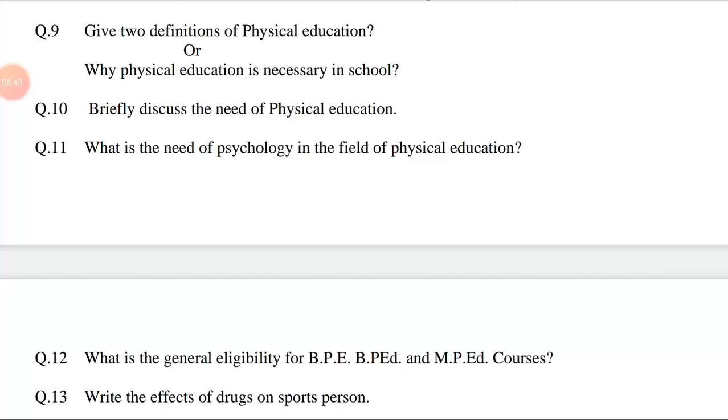Or why physical education is necessary in school. Why means asking of information, necessary, needed, essential. School means institution where instructions is given. This question is also related to chapter number 1, concept of physical education.